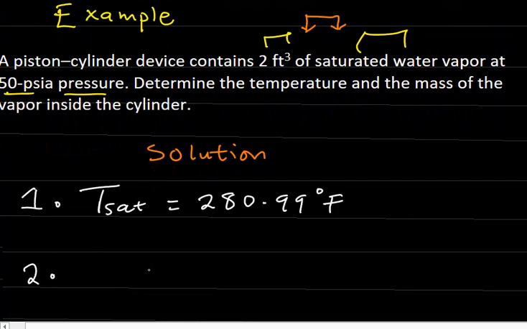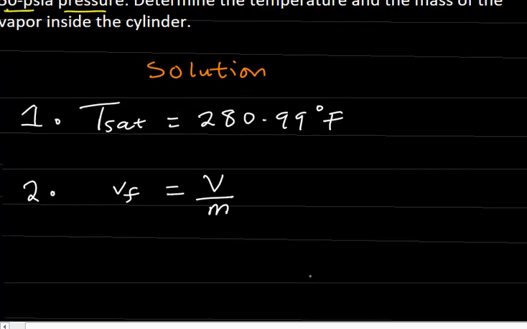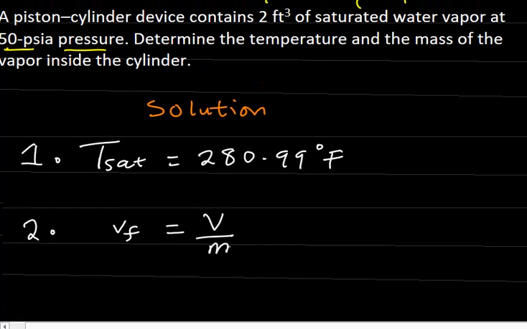We are to determine the mass. Remember, specific volume is equal to total volume divided by mass. So mass is going to be equal to, if I make it the subject, total volume all over the specific volume. Total volume is given here. Then we'll have to read the specific volume from the property table.